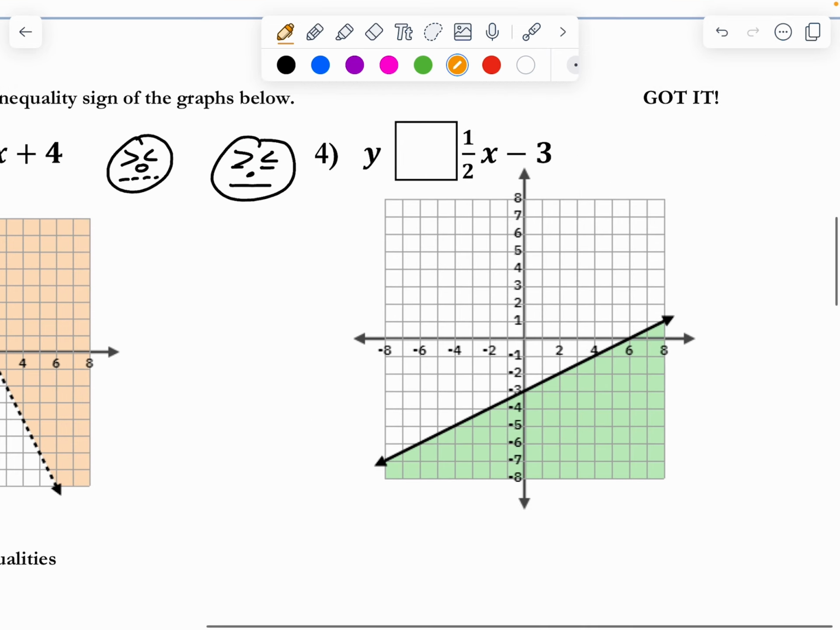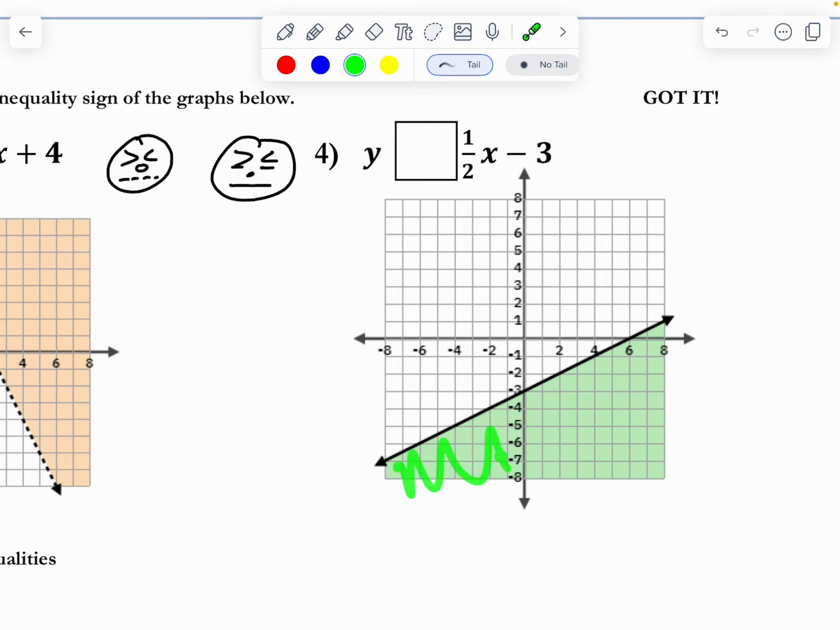For number 4, a solid line means that we're going to use our greater than or equal to, or my less than or equal to. Which direction is this being shaded? Is it going towards my up arrow or my down arrow? Well, that's obviously going towards my down arrow. So we're going to use our less than or equal to symbol because we're going towards my down arrow. So we want less.